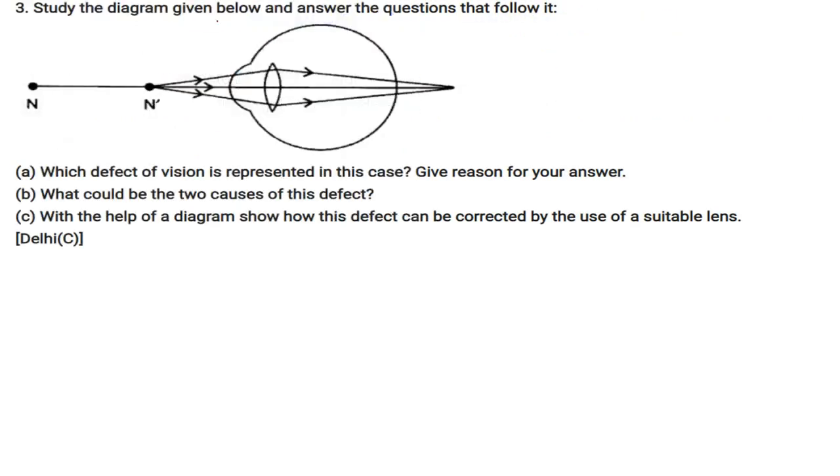Study the diagram which is given below and answer the questions that follow it. Now please watch this diagram very clearly. Which defect of vision is represented in this case? Because the image is formed not on the retina but ahead of the retina. You have to give reasons for your answer, and what could be the two causes of this defect. With the help of a diagram, show how this defect can be corrected by the use of a suitable lens.